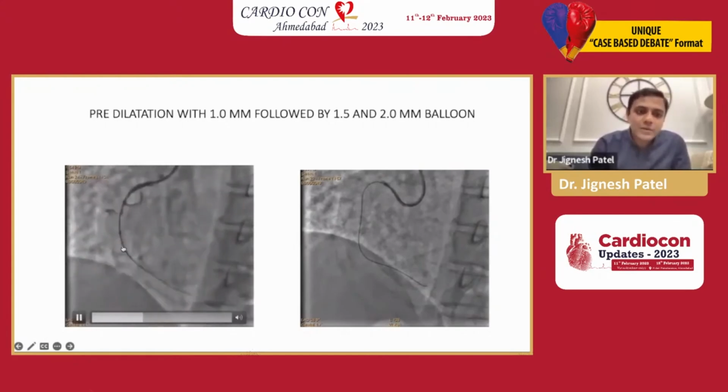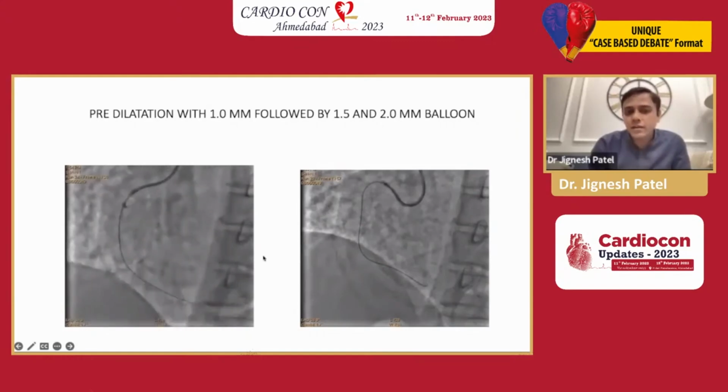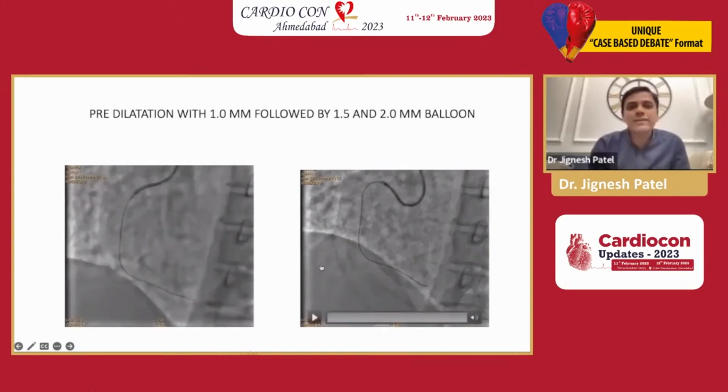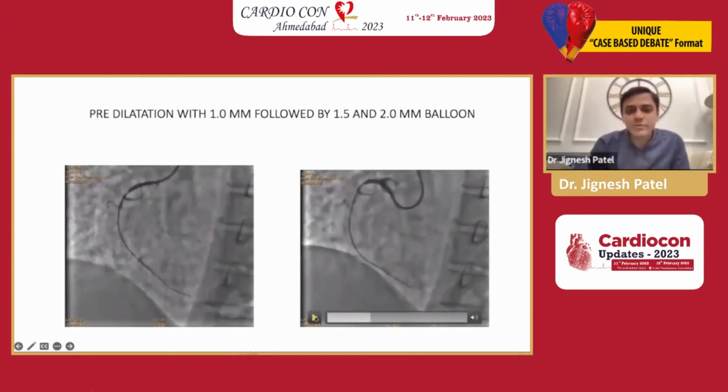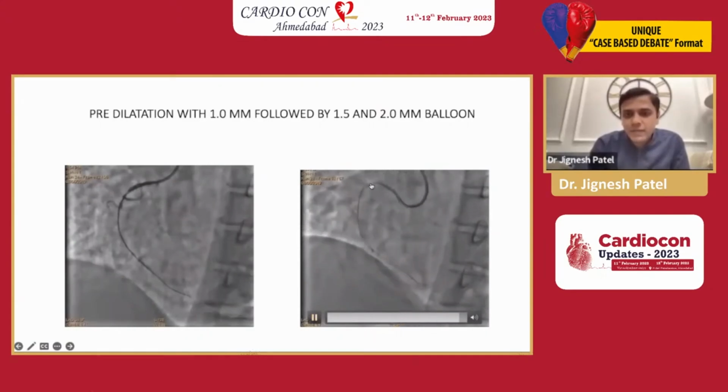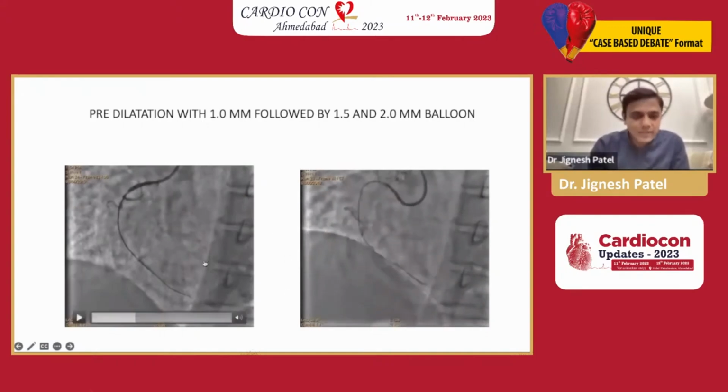Followed by that, I was able to pass the 1.0 balloon up to the distal RCA. Then I did a pre-dilatation with the 1.0 balloon, followed by sequential pre-dilatation with the 1.5, followed by the 2.0 millimeter balloon. Here you can see that in this right angiogram, after the pre-dilatation with the 2.0 balloon. There was a long lesion right from the proximal segment up to the distal RCA. You can imagine how hard the lesion was.